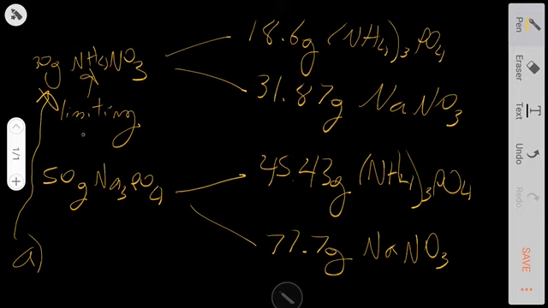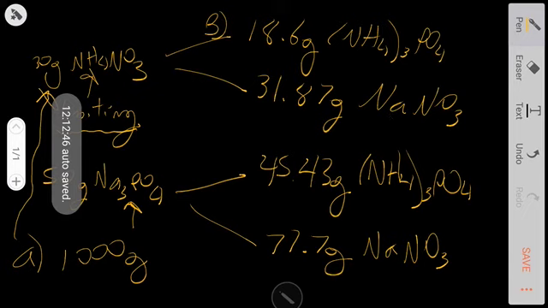Well, because this is what's limiting me, this is what's going to allow me to make a certain amount of product. So I can only make 18.6 grams of ammonium phosphate. I can only make 31.87. Even if I had 1,000 grams of this stuff, it doesn't matter. It can only react with 30 grams of ammonium nitrate. So that's what's limiting me here. So your answer for B is 18.6 grams of ammonium phosphate and 31.87 grams of sodium nitrate.